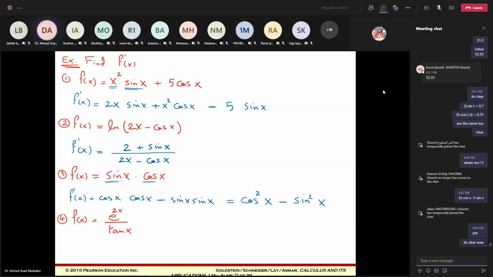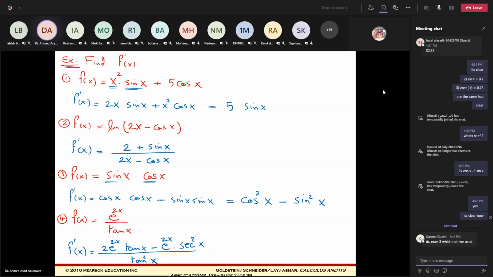The derivative of number 4, this is f prime equals, this is a fraction, so quotient rule. Derivative of the numerator, 2e to the x, multiplied by tan x, minus e to the x multiplied by the derivative of tan, which equals secant square, over tan square x. Product rule, Qasim, in number 3 I have sine multiplied by cosine, product rule. Okay, Qasim.